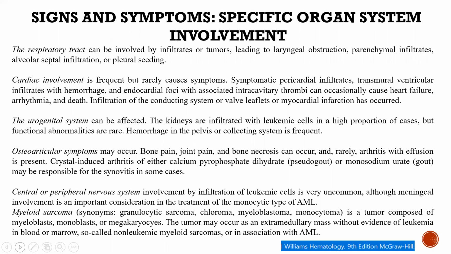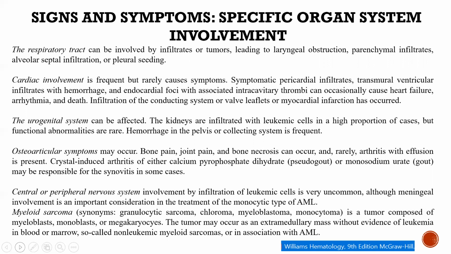The respiratory tract can be involved by infiltrates or tumors, leading to laryngeal obstruction, parenchymal infiltrates, alveolar septal infiltration, or pleural sealing. Cardiac involvement is rare and frequently causes no symptoms. Symptomatic pericarditis, transmural ventricular infiltrates with hemorrhage, and endocardial foci with associated intracavitary thrombi can occasionally cause heart failure, arrhythmia, and death. Infiltration of the conducting system or valve leaflets, or myocardial infarction, has occurred.